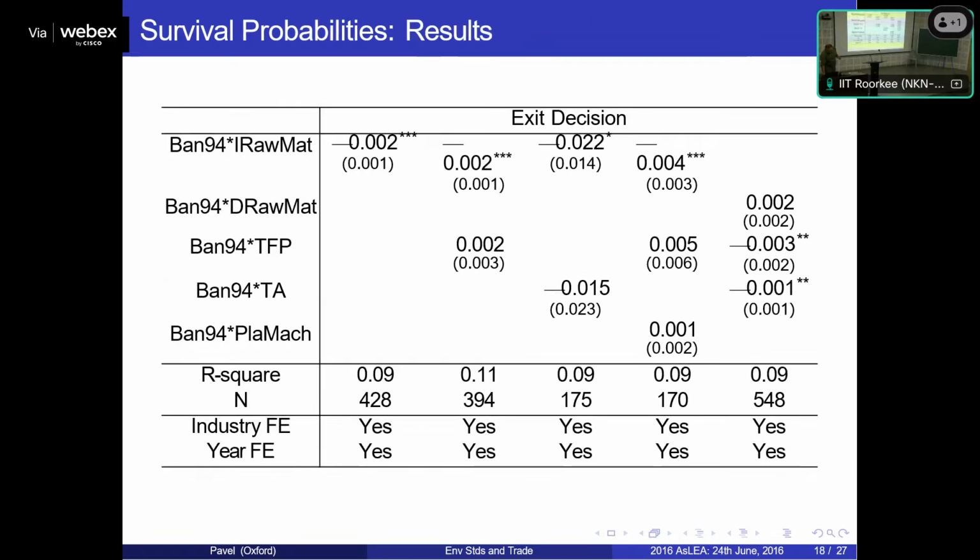Survival probabilities. So this is the exit decision of a firm from the export market. You can see the important factor I wanted to know is basically the import of raw materials. The firms which are not importing the raw materials, they exited the market. So this is for the entire beverage or leather. This is for leather and textile.